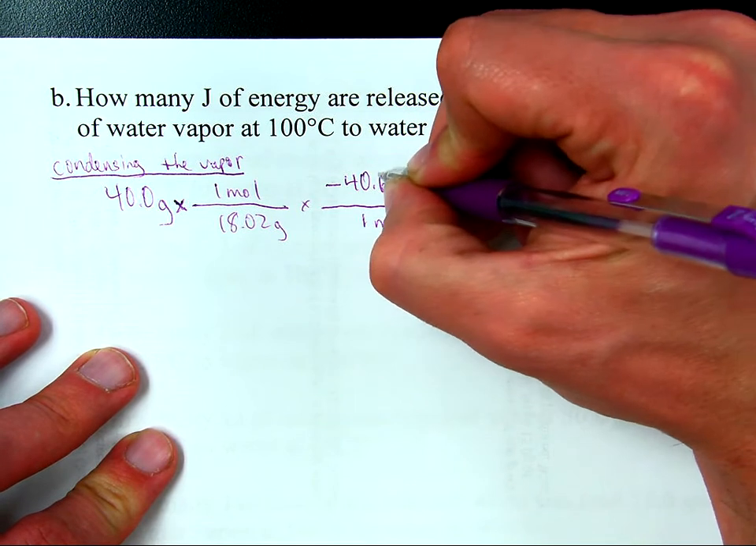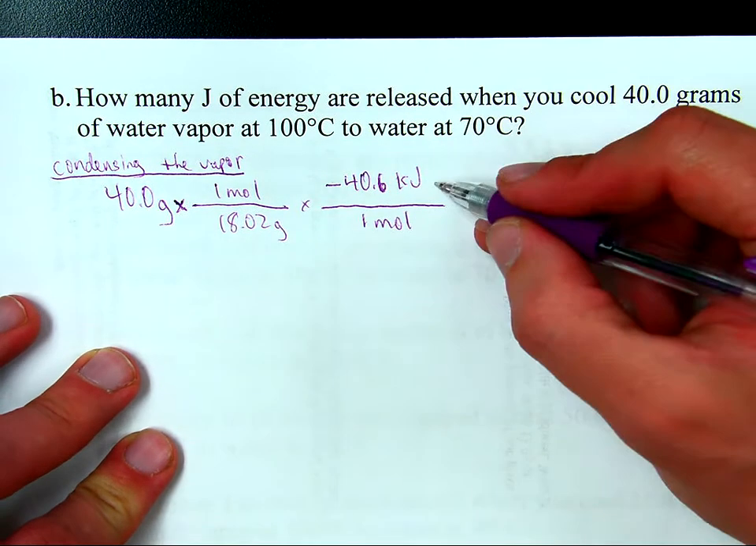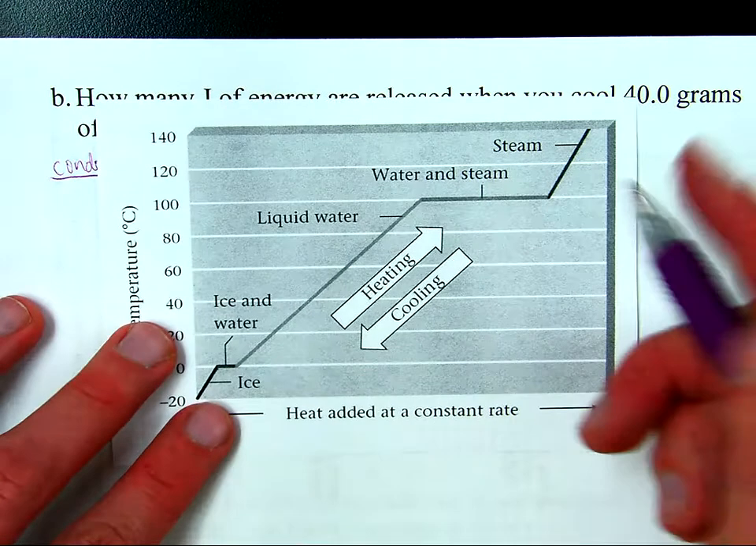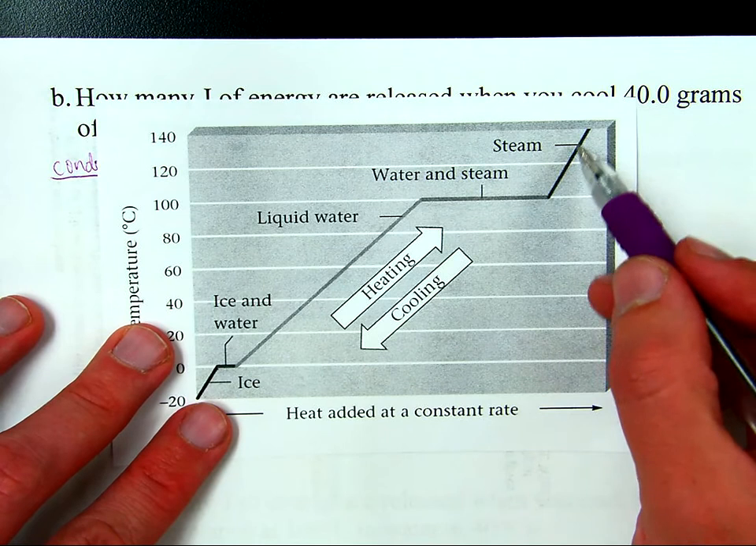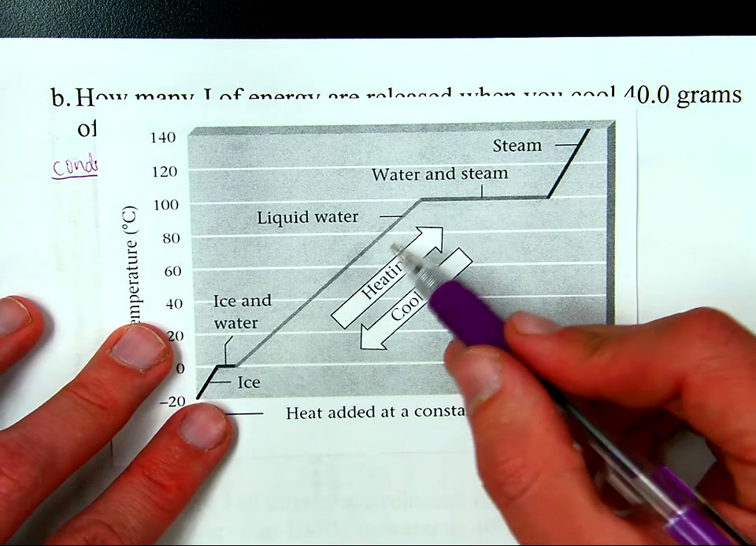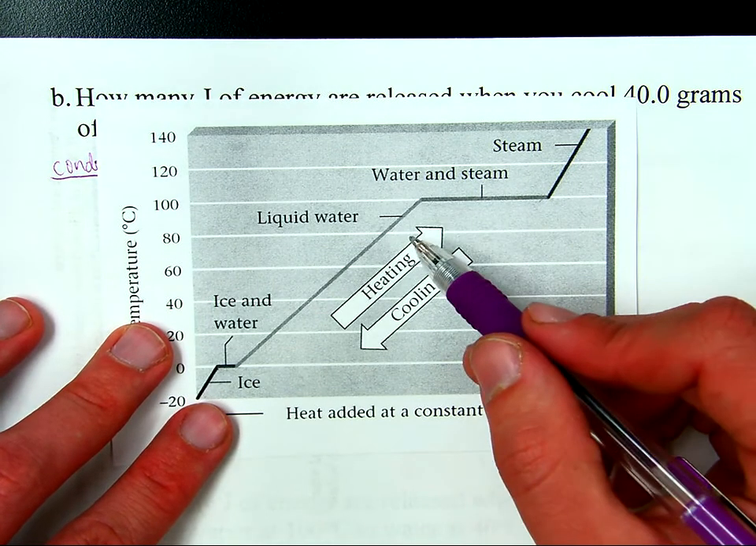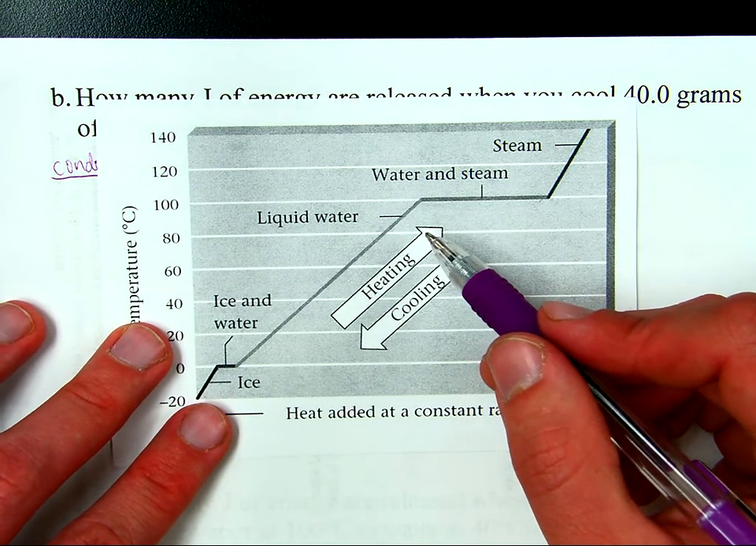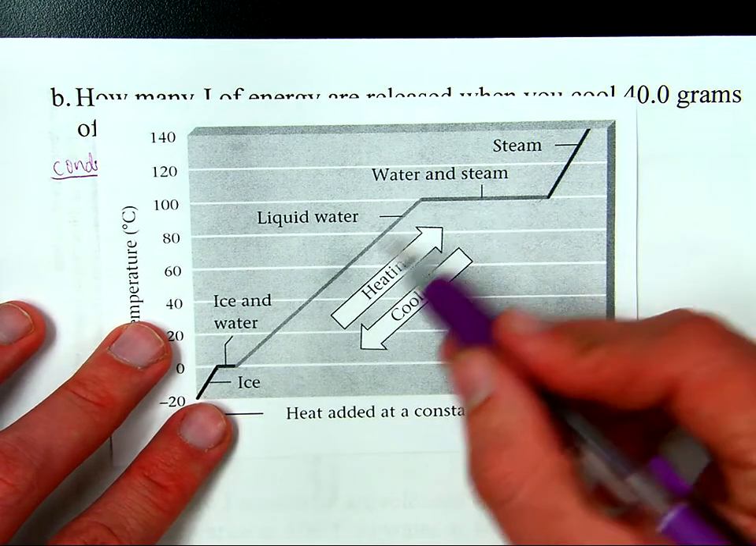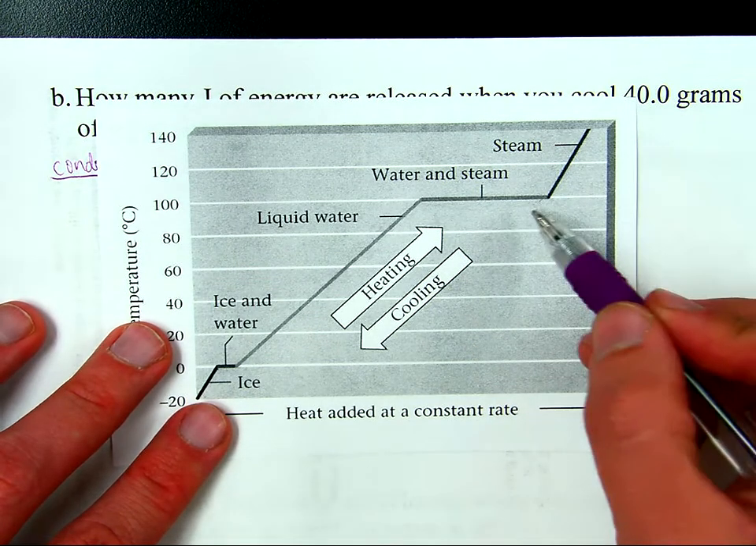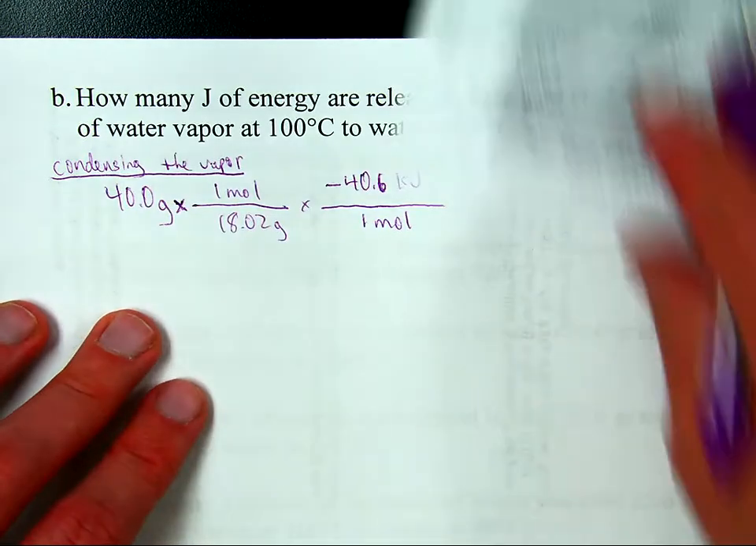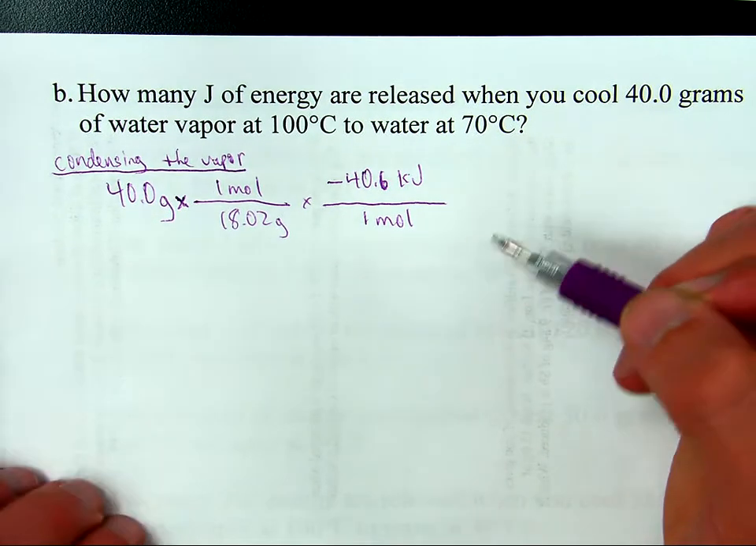Why negative? Because it's losing energy. When anything goes from a vapor to a liquid, it's condensing, and in order to do that, it has to lose energy. That's an exothermic process, which means a negative number for energy change. Negative, because it's exothermic.